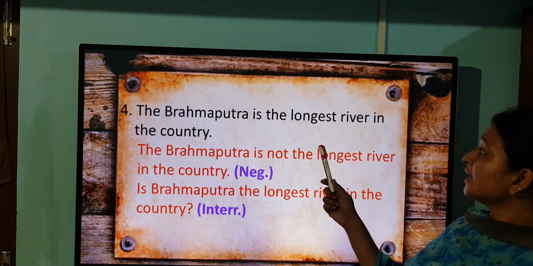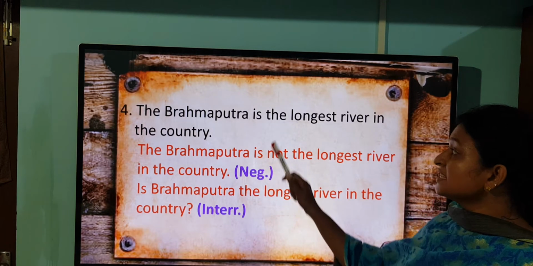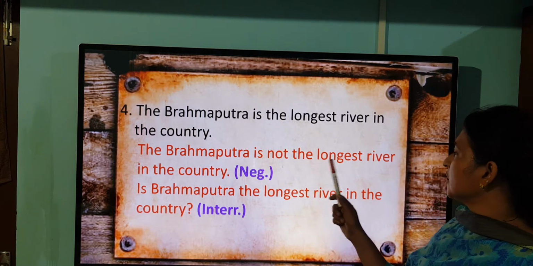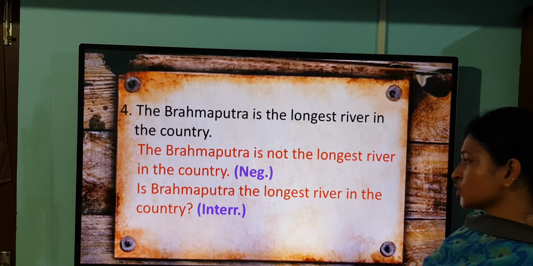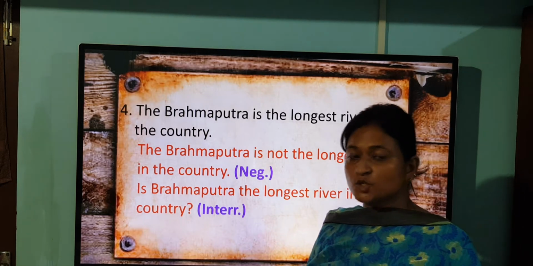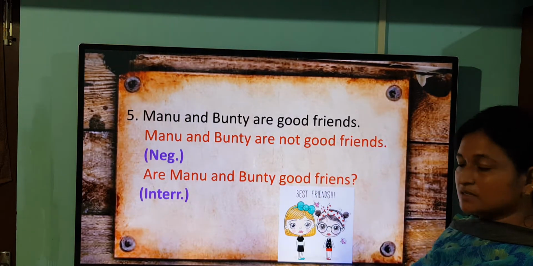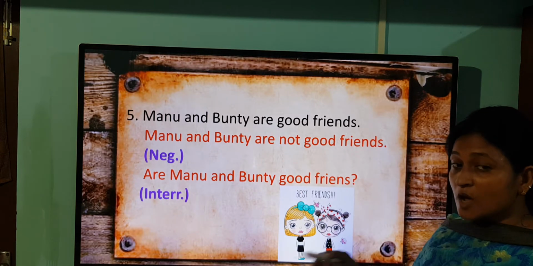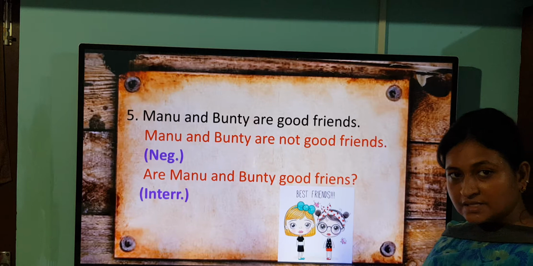The Brahmaputra is the longest river in the country. The Brahmaputra is not the longest river in the country. That is negative. Is the Brahmaputra the longest river in the country? That is interrogative. Manu and Bunty are good friends. Manu and Bunty are not good friends. That is negative. Are Manu and Bunty good friends? Interrogative.